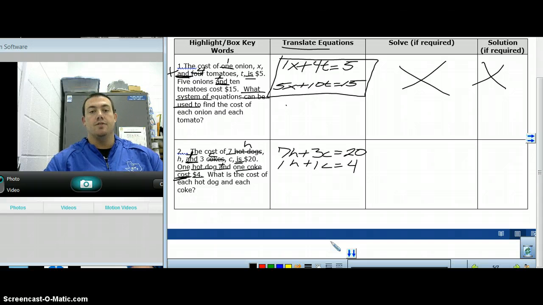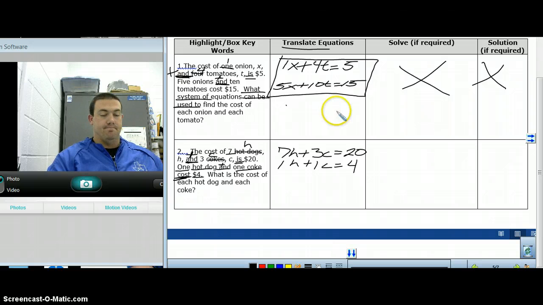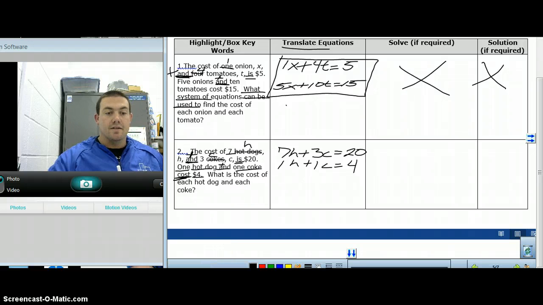So I want to remind you and show you a new method of solving systems. I briefly touched on this using your calculator a couple lessons ago, solving systems by graphing using your calculator. But you can do that using just a regular old situation like hot dogs and Cokes. We can go straight to our calculator and solve our system.